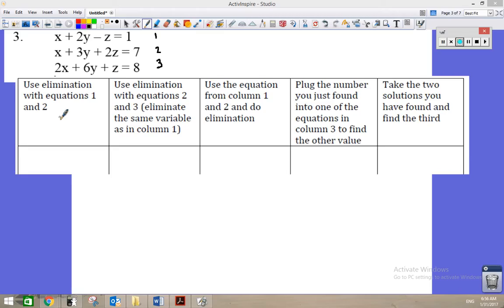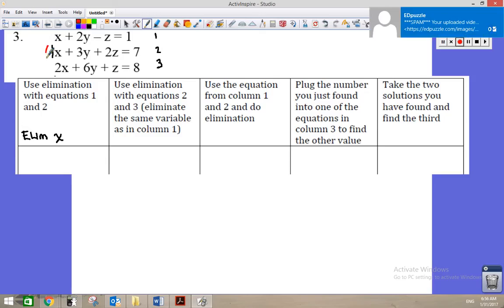What I suggest that you always do is in equation 2, eliminate the variable with a coefficient of 1. So I'm going to pick to eliminate x if I'm using this chart. This chart tells me to use equations 1 and 2. In equation 1, I have 1x. In equation 2, I have 1x. So I'm going to multiply equation 2 by negative 1.